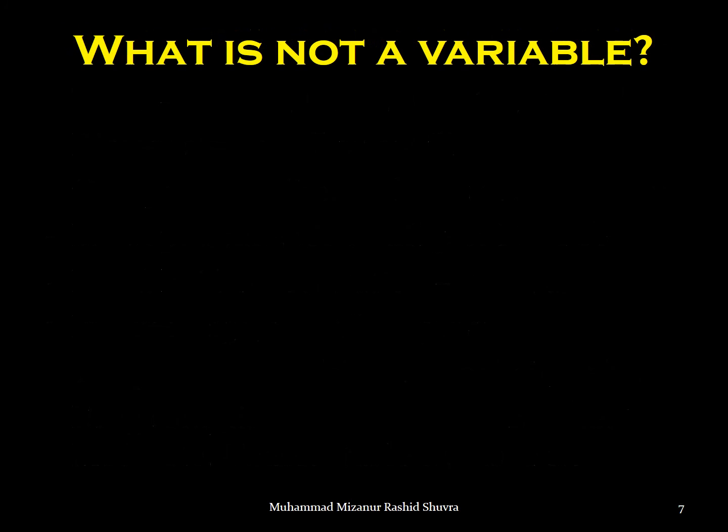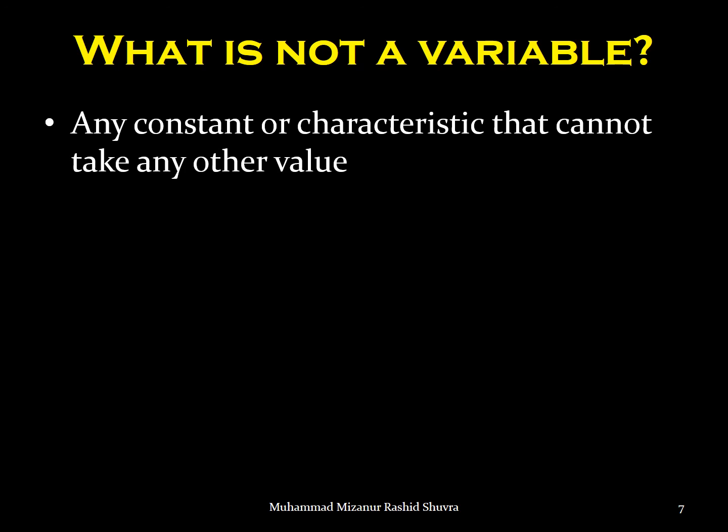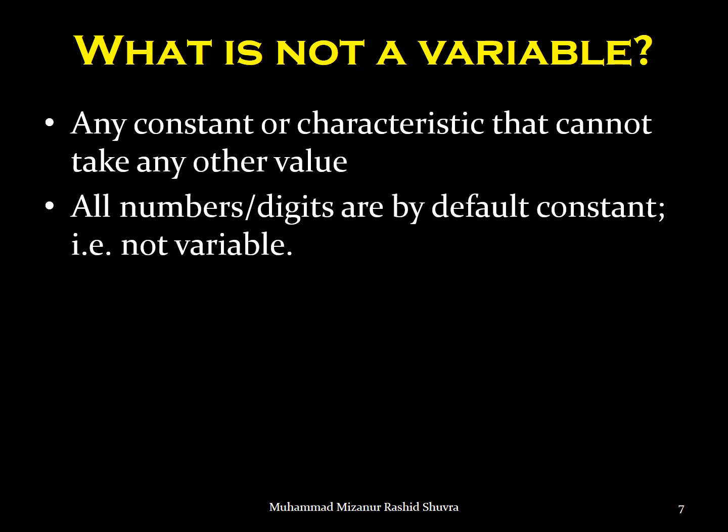So what is not a variable? Well, any constant or characteristic that cannot take any other value, right? All numbers, digits that you're looking at are not variable. They're constants. So you say, blood pressure 120 millimeter mercury. That 120 millimeter mercury is not a variable. That's constant. But the concept of a blood pressure is a variable.